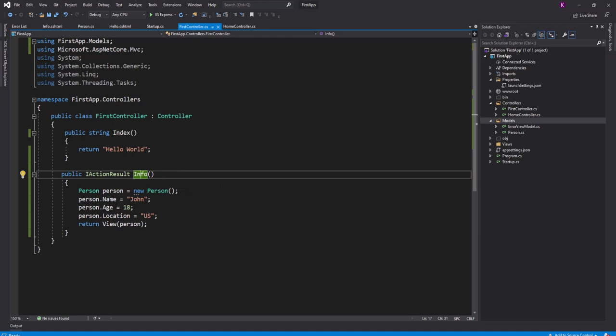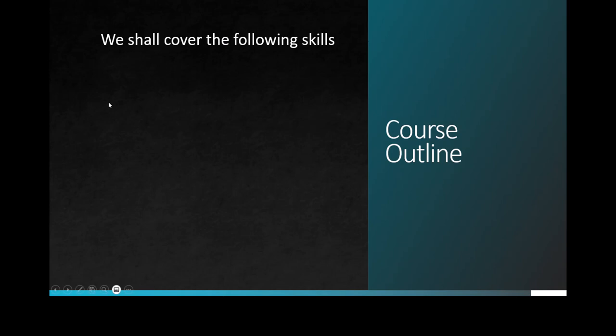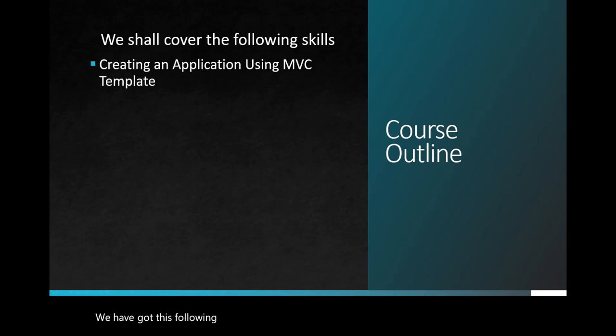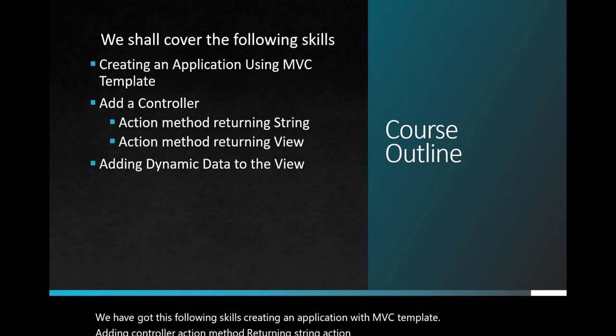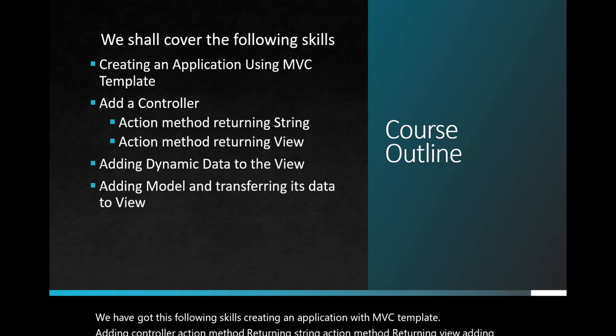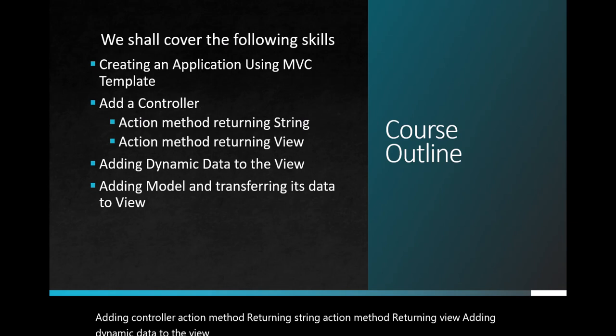So now I have seen all of the learning outcomes I have met. So the learning outcomes were, again, we have covered the following skills: creating an application with MVC template, adding a controller, action method returning string, action method returning view, adding dynamic data to the view, add model and transferring its data to the view.